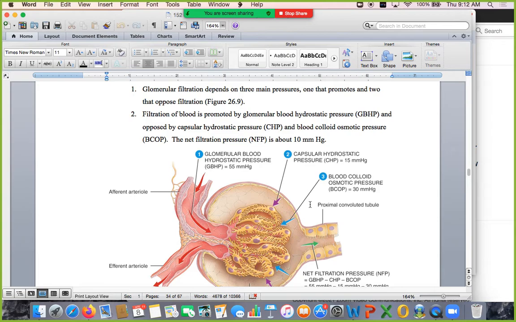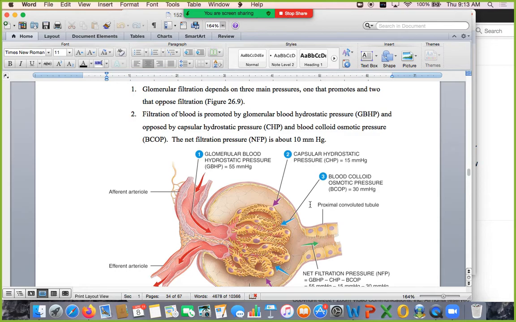So we have what's called net filtration pressure, which is going to be a combination of multiple things. First we have the glomerular blood hydrostatic pressure. This is how much pressure is coming in. In this case, it's about 55 mmHg. We also have capsular pressure, which is how much pressure is inside the capsule already. In order for something to get out into that capsular space, it's going to have to go across these cells, right? And that means it's going to have to fight against the pressure that's already there.